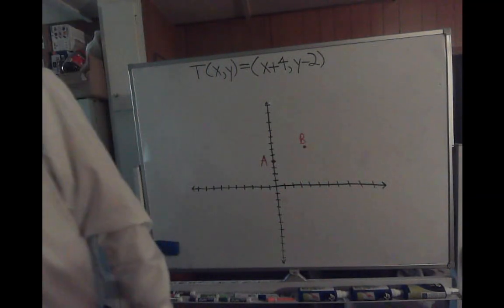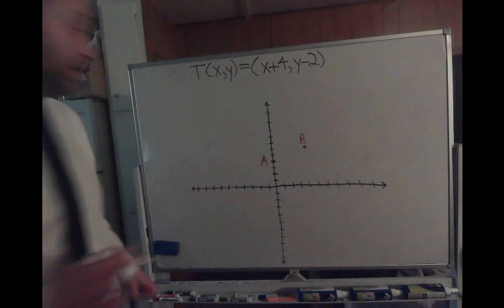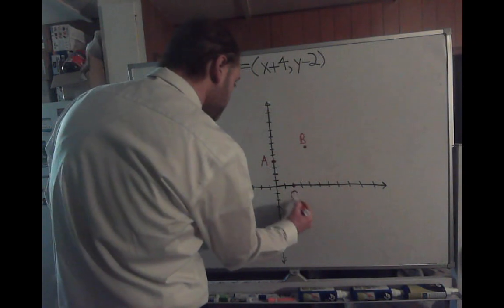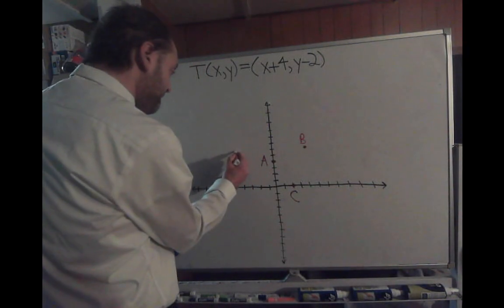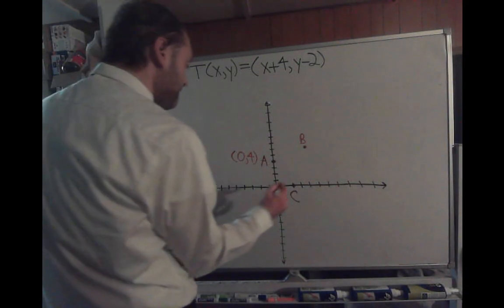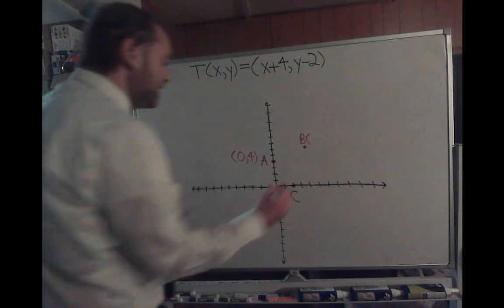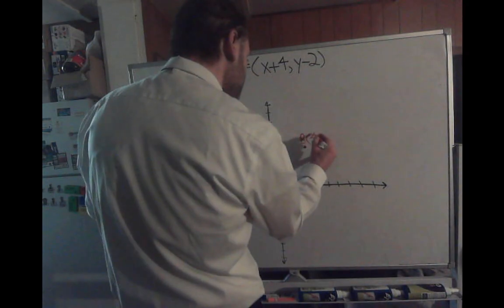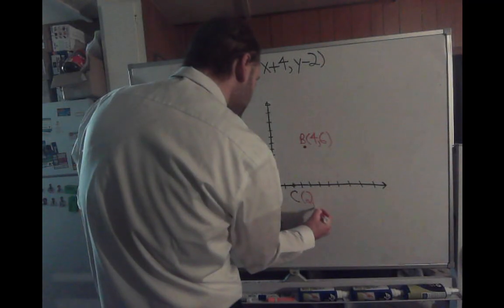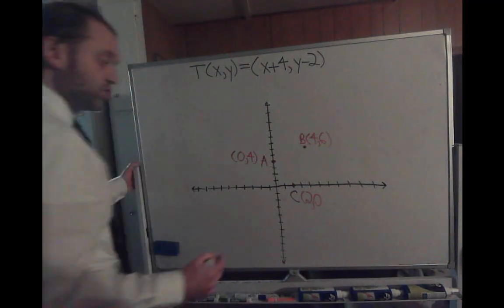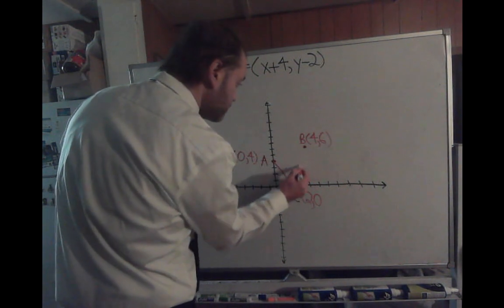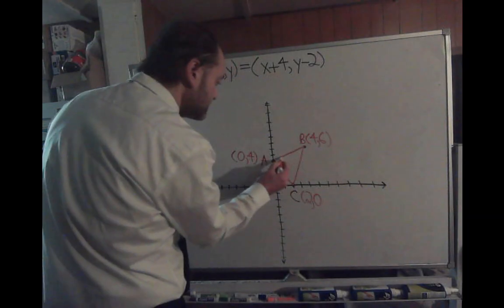And then we have the point C located at 2, 0. So here's point C. Let me label these points. B would be located at 4, 6. C is at 2, 0. Well, guess what you get? You're going to get yourself a triangle. That might help you illustrate if we just connect the dots.